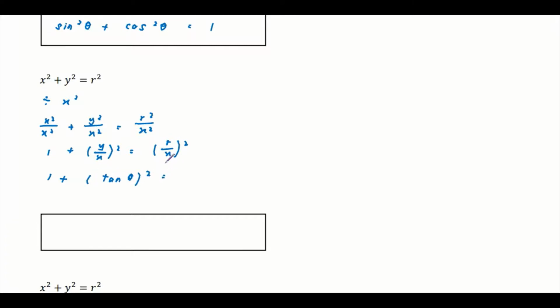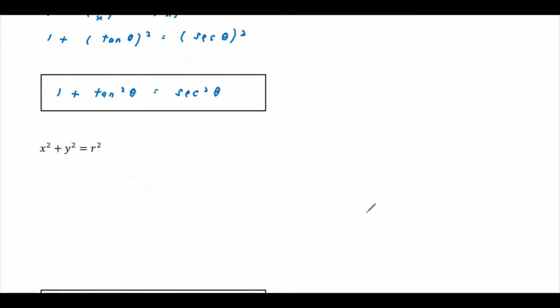Okay, so r over x. If it is difficult for you to remember, then you can remember x over r is what? So x over r is cos, correct? So what is the reciprocal for cos? It is secant. So this is how we get to our second basic identity, which is 1 plus tangent square theta equals to secant square theta.